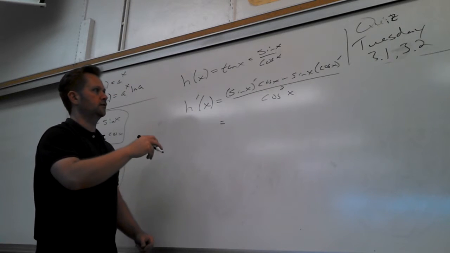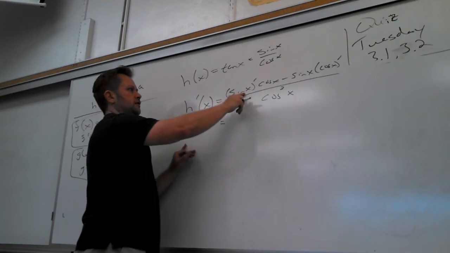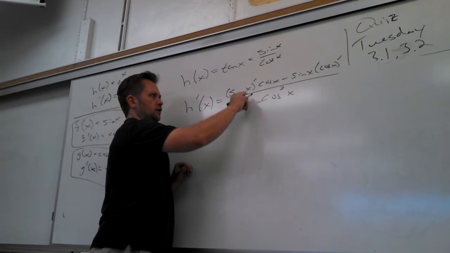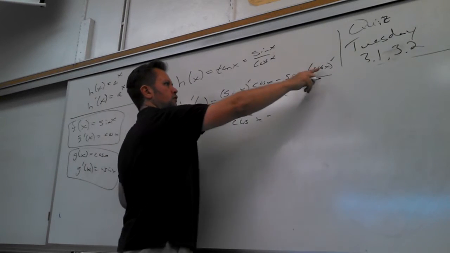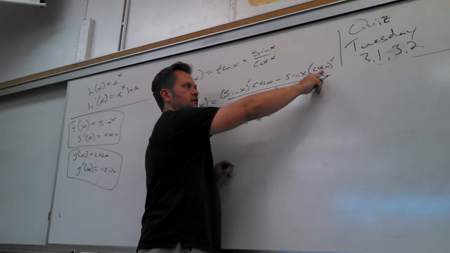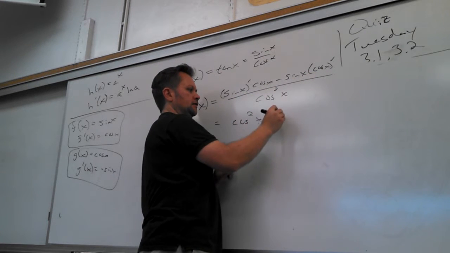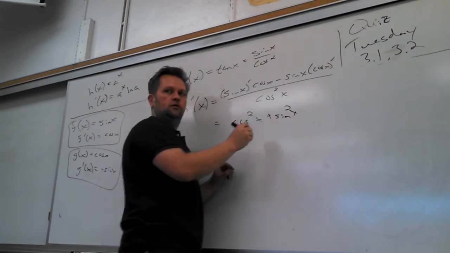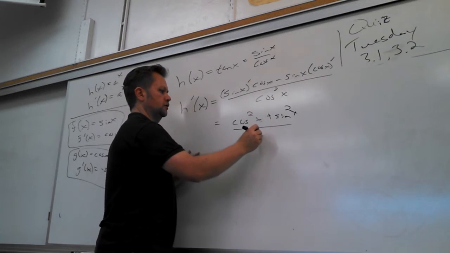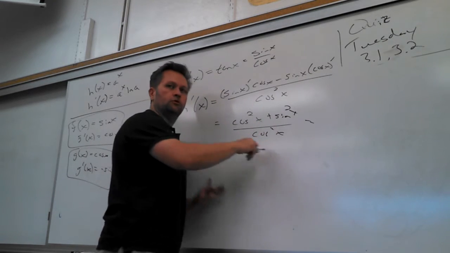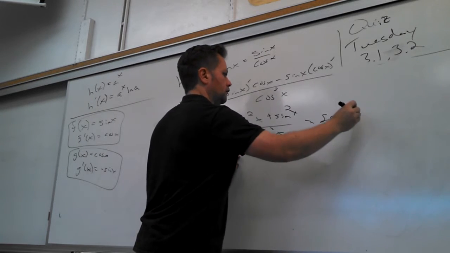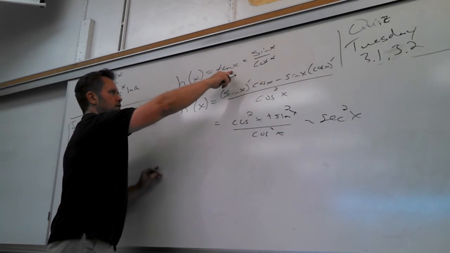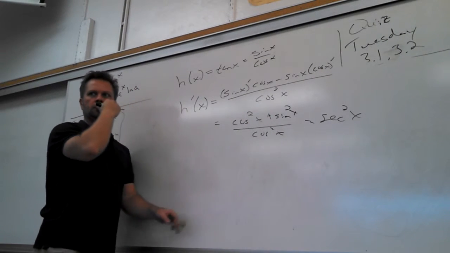So what's the derivative of sine? Cosine x. So you get cosine times cosine, cosine squared x, plus the derivative of cosine, negative sine, so the negative sign is positive, over cosine squared. So you get 1 over cosine squared, which is secant squared. Some of you guys knew that already. Good for you. So the derivative of tangent is secant squared.